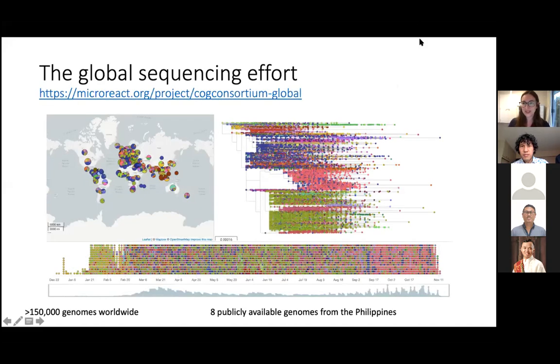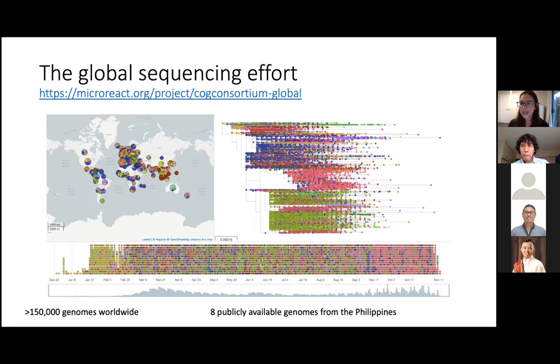There we go. So first I wanted to talk a little bit about the global sequencing effort to see where we are at this stage and the kind of information that's out there. This is a view taken from MicroReact, which shows all the countries in the world that we have COVID genomes from already in the top left. And then the top right is a phylogenetic tree showing how they're all related.